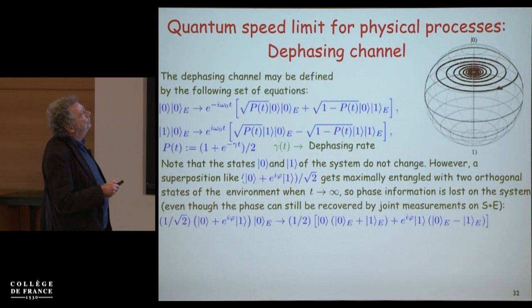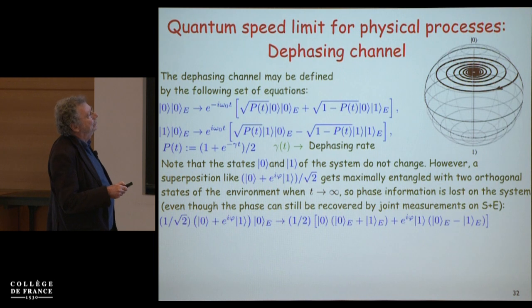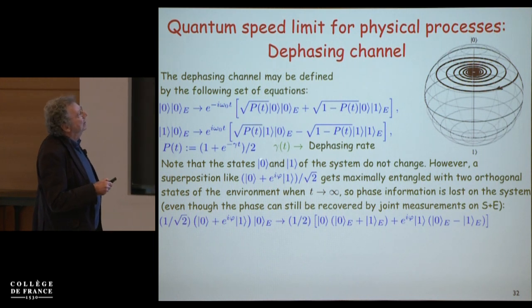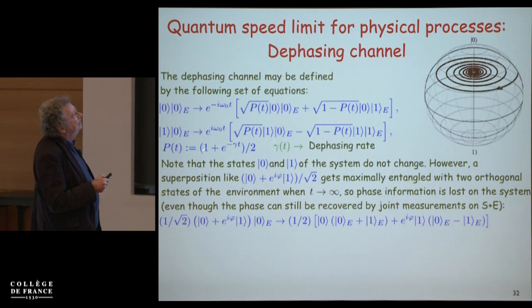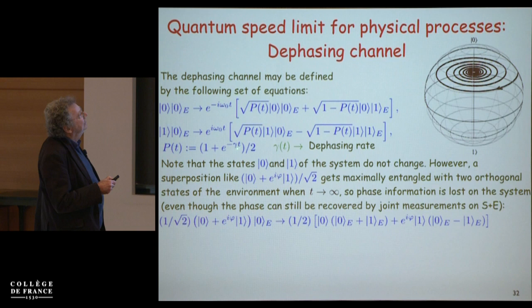On the other hand, if you start with a superposition like 0 plus e to the i phi 1 over square root of 2, say, it's simple to notice that as t goes to infinity, p of t goes to 1/2. So you get here a superposition with equal weights.